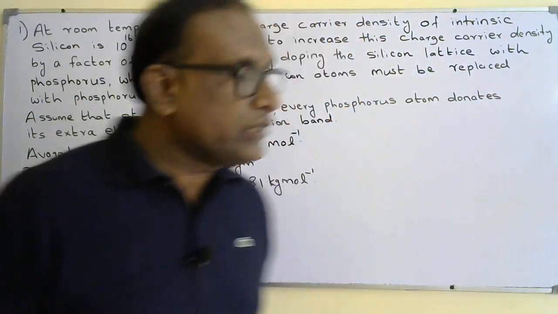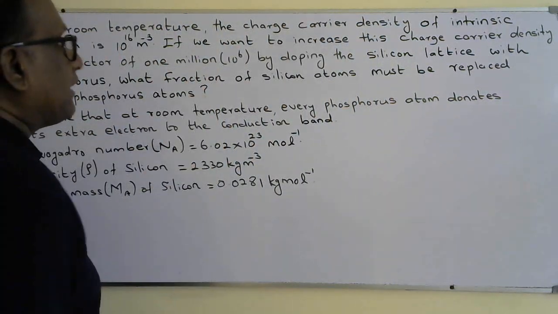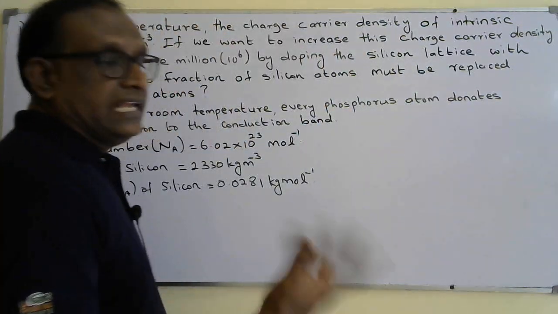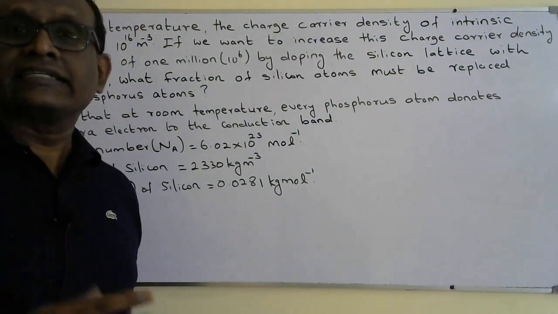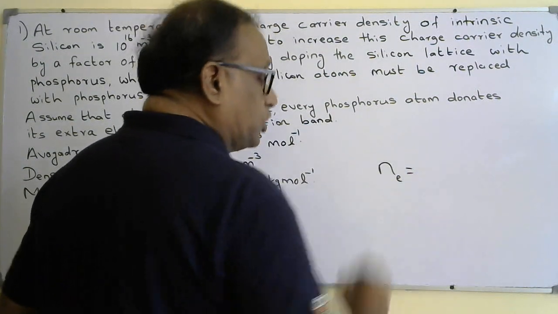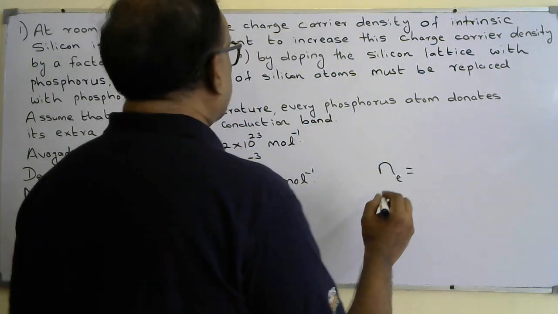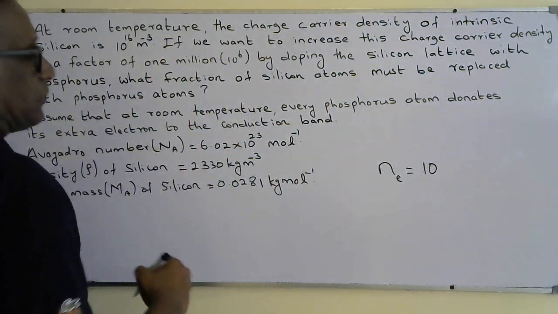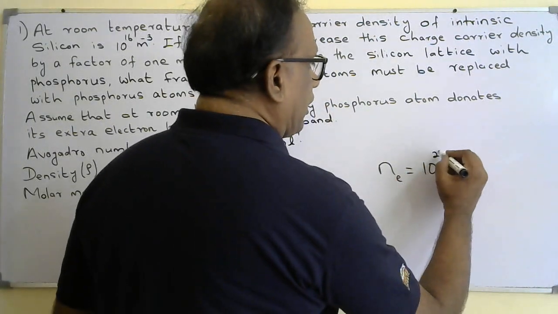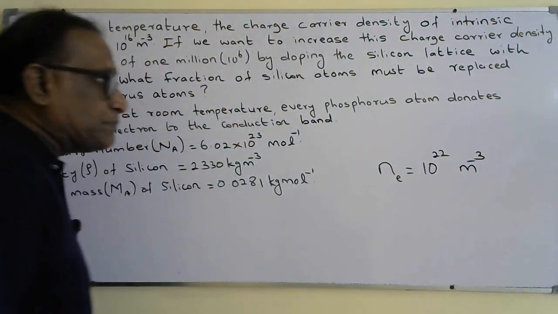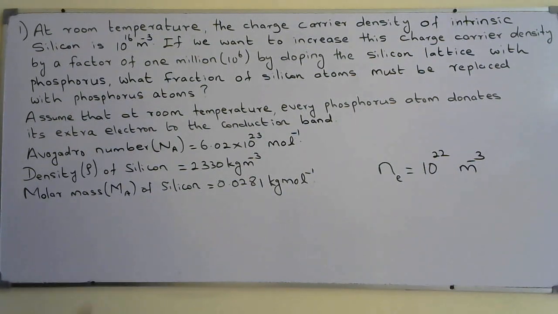So here they want to increase it by a factor of 10 to the power 6, which means they are expecting a new number of electrons in the conduction band, that is the charge carrier density. The new charge carrier density they are expecting is 10 to the power 16 into 10 to the power 6, that means 10 to the power 22 per meter cube. That is the expected charge carrier density.